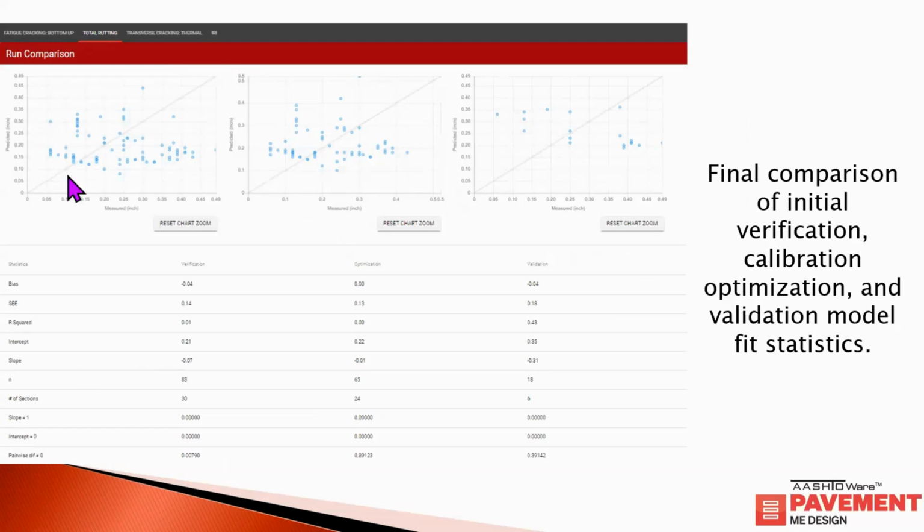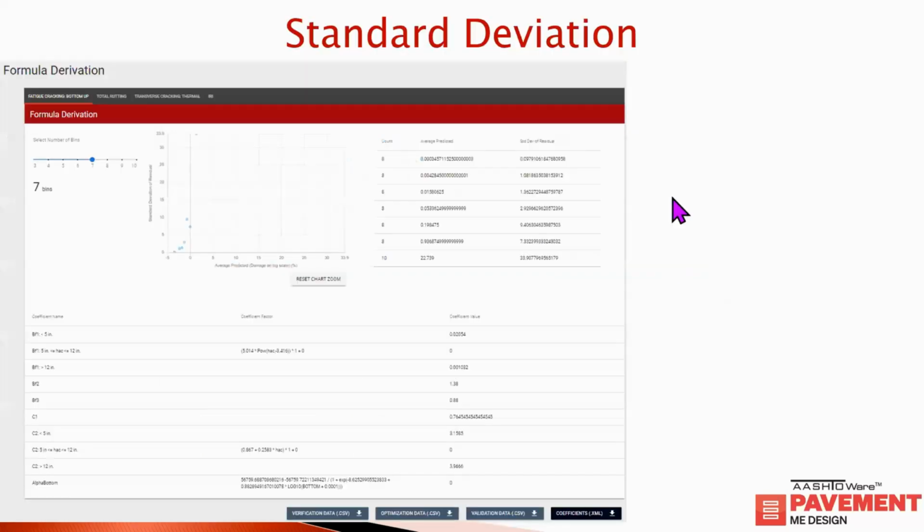You're looking at the initial verification, the optimization of the coefficients with the 80% of data, and then the validation with the remaining 20% of the data. And so you can compare the statistics side by side. And the last step is a standard deviation. So this is where you generate the standard deviation equation that's used in Pavement ME Design.